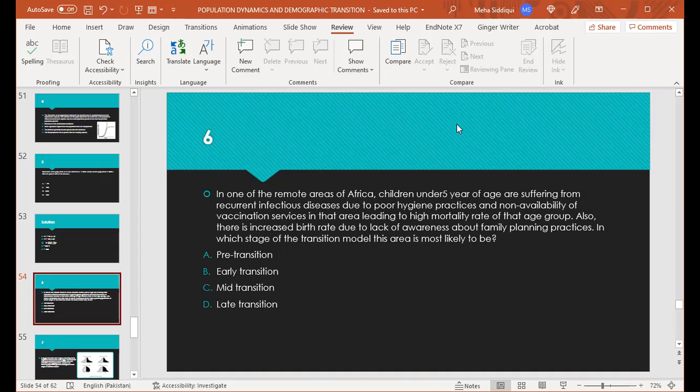A, pre-transition. In pre-transition, as we have already discussed, there are increased birth rates and death rates, and children under 5 years of age are more affected, so it is the pre-transition stage. That is stage 1 of the transition model.